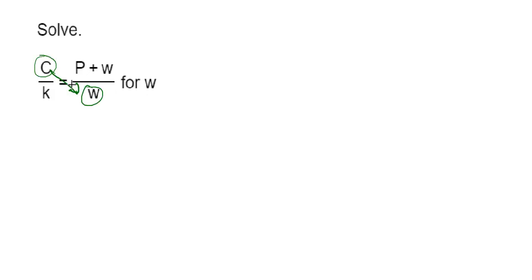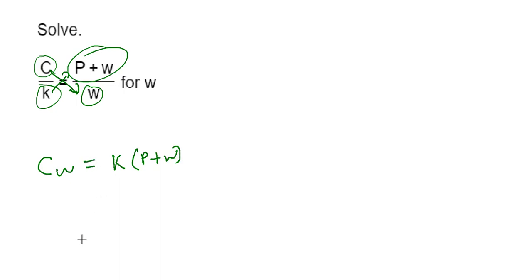We'll multiply the opposite corners together. C times W is what we get for one result. The other result will be K times P plus W. So K times parentheses P plus W. And what we do with those two results, don't forget, if you're using the shortcut, you have to remember this little detail. You set them equal to each other.